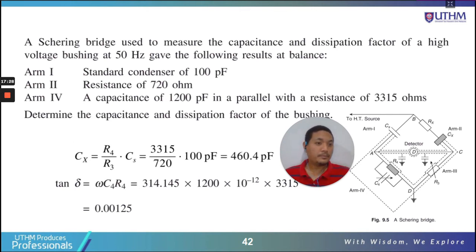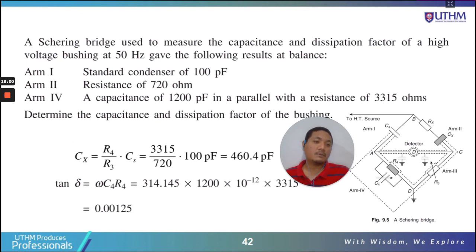Arm number 2, let me see here. Probably there is a mistake here. I believe this should be arm number 3. Okay, so this is arm number 3, my mistake. So arm number 3 is a resistance of 720 ohm. The variable resistance is at 720 ohm.